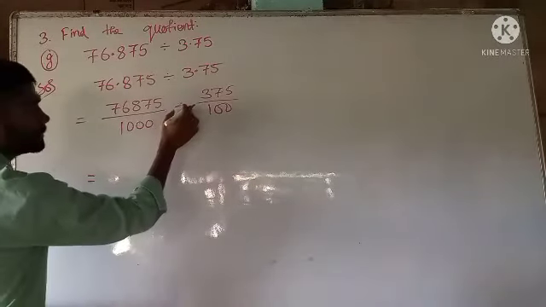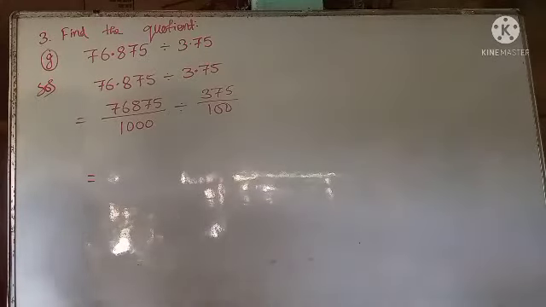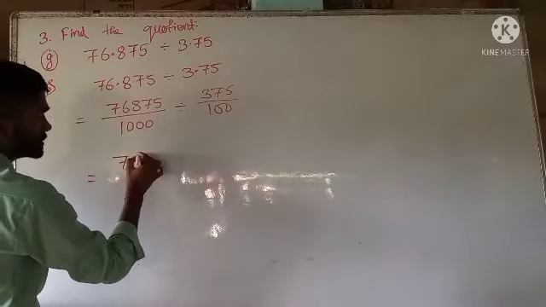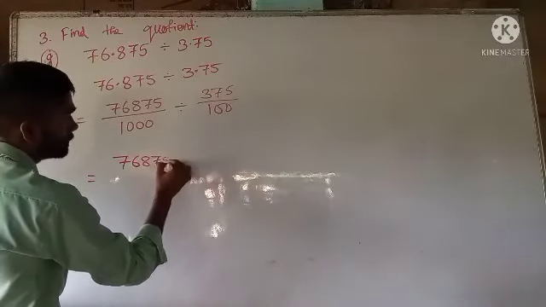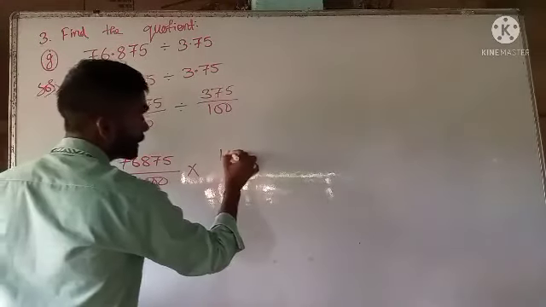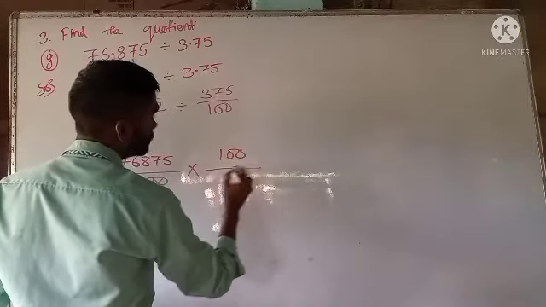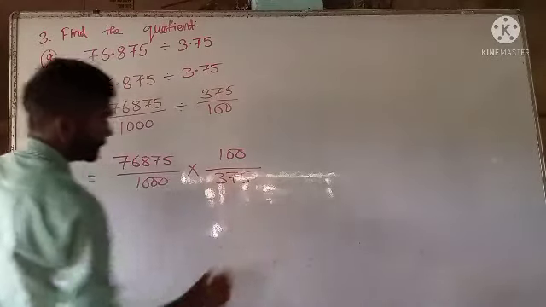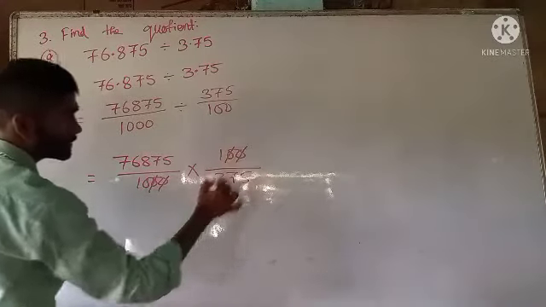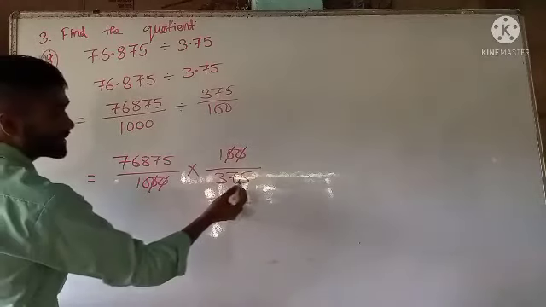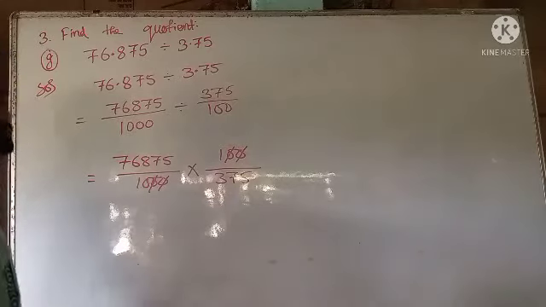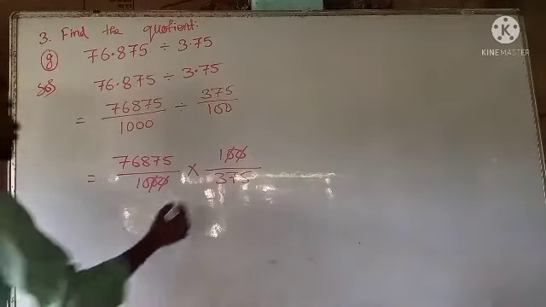Now this divide symbol will change into a multiplication symbol and we'll write the reciprocal of the next number. So here 76875 by 1000 into 100 by 375. Now the 2 zeros from here we can cancel, and here also 2 zeros we can cancel. Now 375 is divisible by 5, and 76,875 is also divisible by 5. So we'll cancel it by 5.